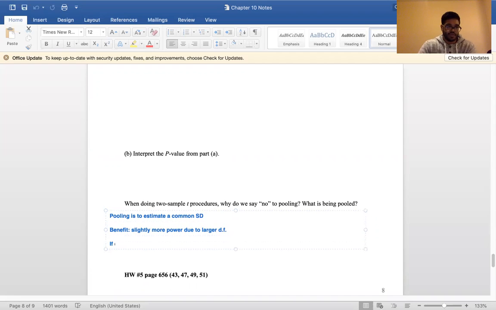However, if equal variance is not met, then the p-value can be off, and that's why we typically say no, because typically you're not going to have equal variances. So that's kind of why we don't pool for this scenario.